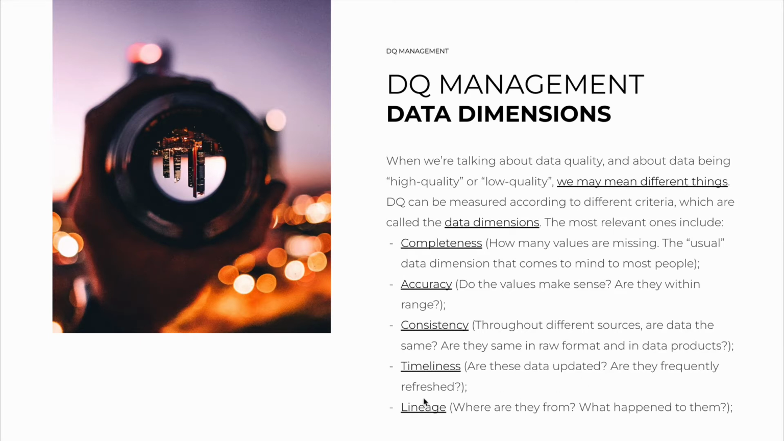Another very important dimension is lineage. That is, where did these data come from? Are they trustworthy? And what happened to them at every step of the way? That is, documenting every single change that the data went through, by whom and when. It's about tracking the data, if you will.